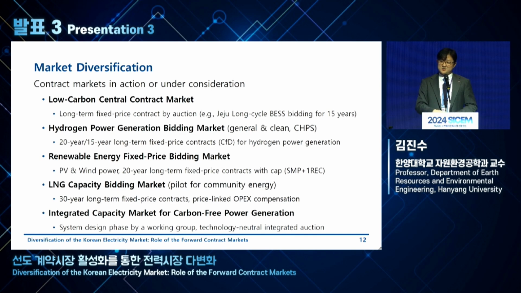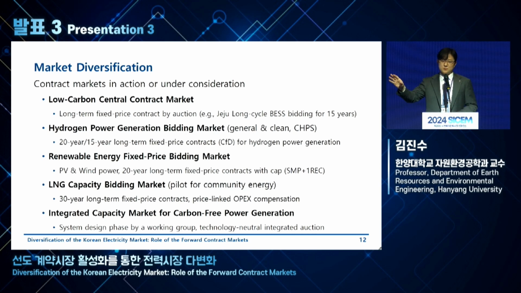we need to think about the forward contract market. The VC, the vested contract, is dealing with the nuclear power plants. And other than that, contract markets in action or under consideration are like this: the low carbon essential contract market, for example, the Jeju long cycle BESS bidding for 15 years. And the second is the hydrogen power generation bidding market.